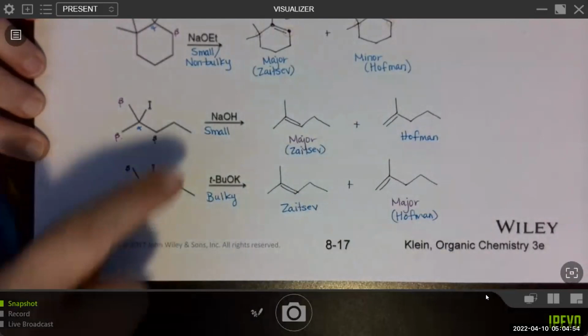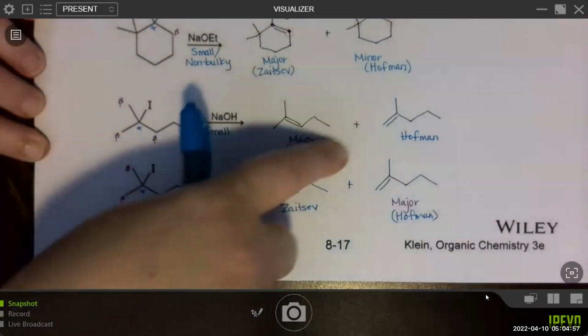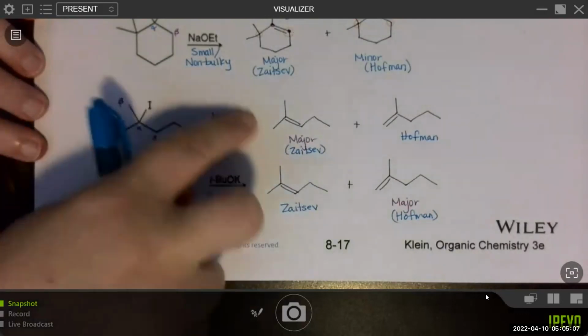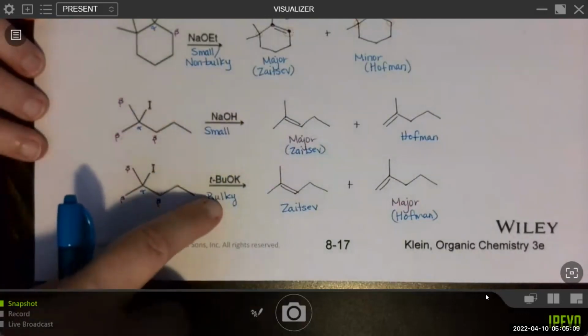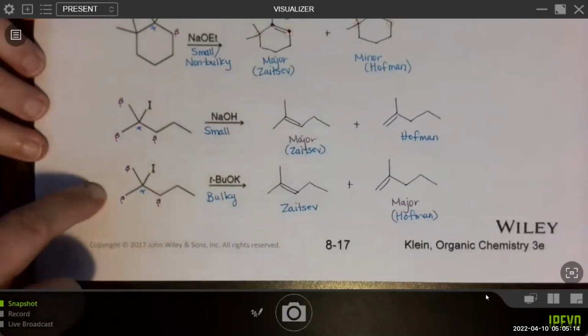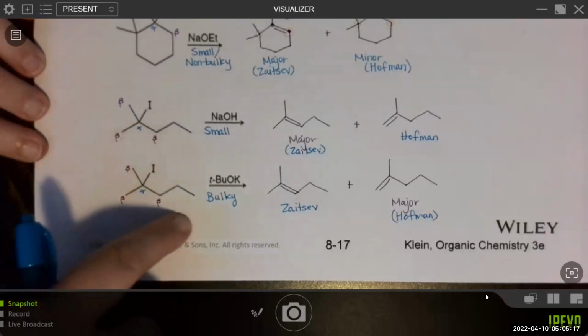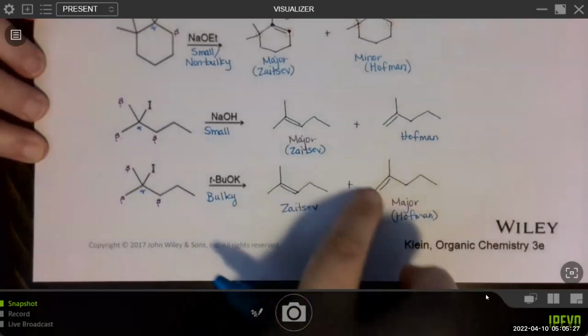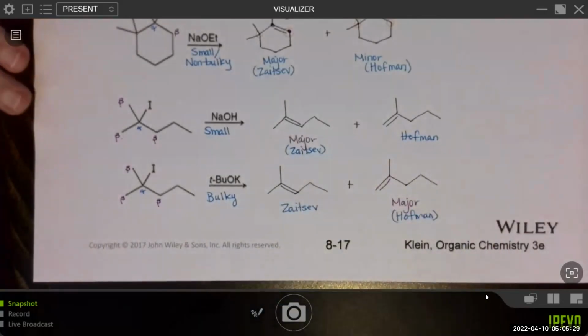So we want to remember small bases will give the more stable, more substituted alkene, because there isn't a significant difference in the transition state energy when the base is small. But when the base is bulky, the bulky base has a hard time getting into the more sterically hindered position than these less sterically hindered positions. There's a larger difference in the transition state energy, and therefore it's more of a kinetically controlled formation of the less stable product, but it's formed faster.